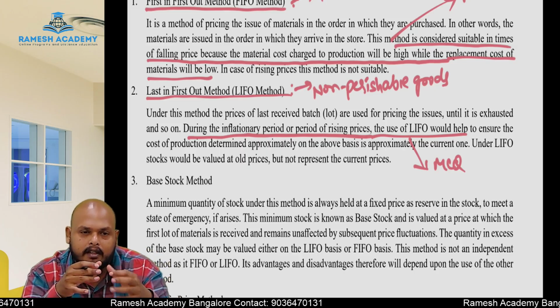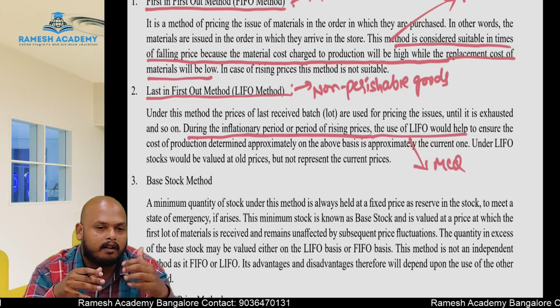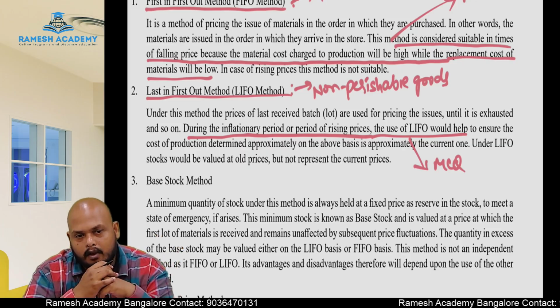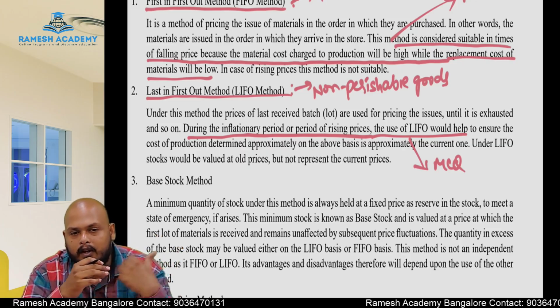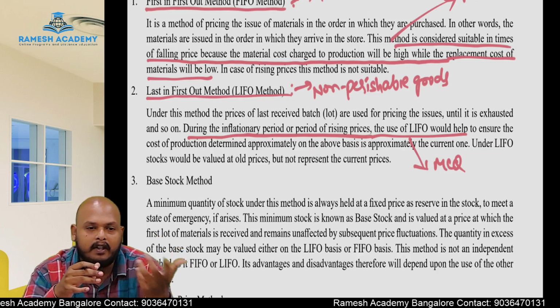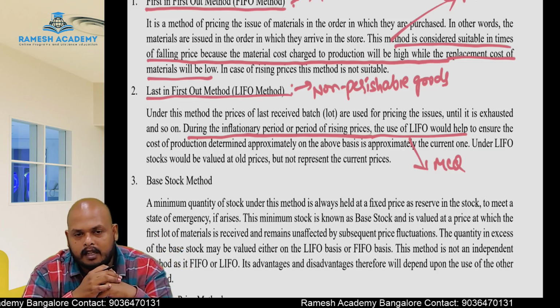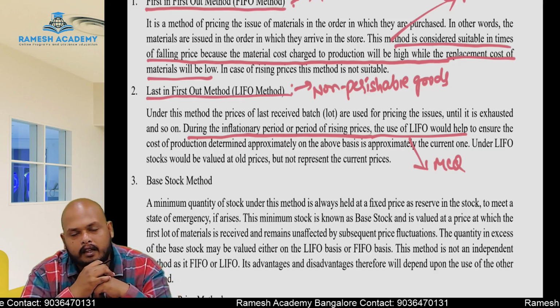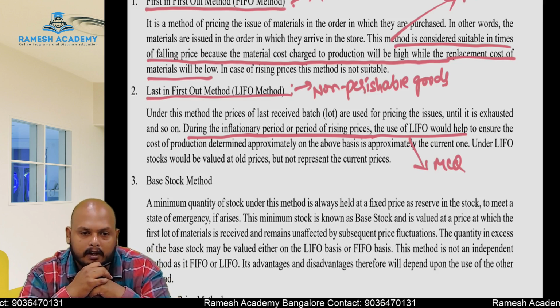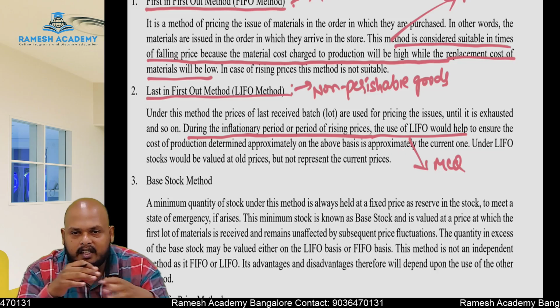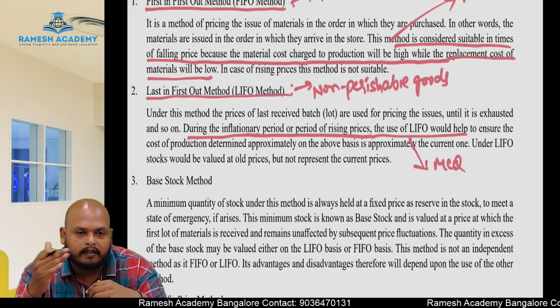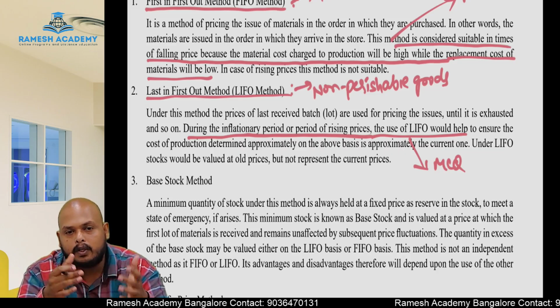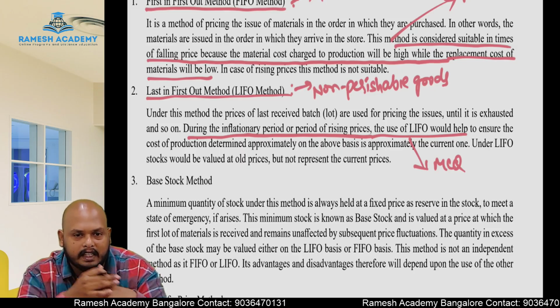Sona Masuri rice is nothing but rice which is stored for a period of almost 1 or 2 years. That is the reason, the more days you store the rice, the value of the rice will increase. Steam rice is a new rice which is boiled and has come out freshly. We call it steam rice. That price will be low. So that is the reason last in first out method is suitable in the case of increasing prices. Why increasing prices? The longer you store, the price will increase.